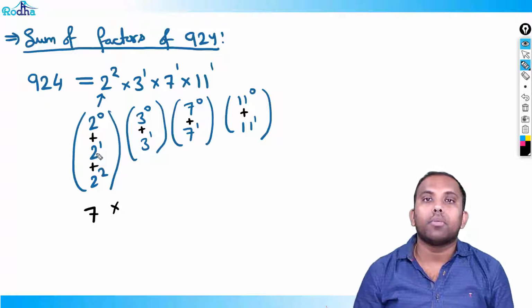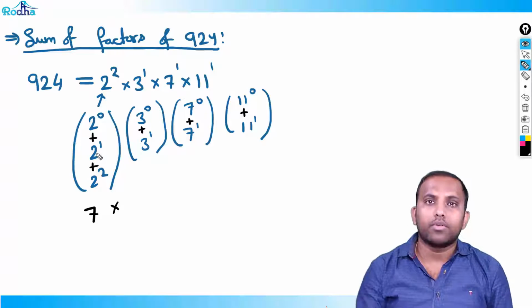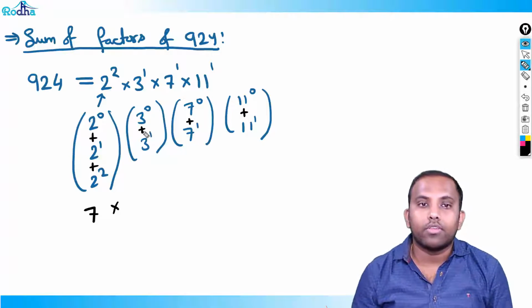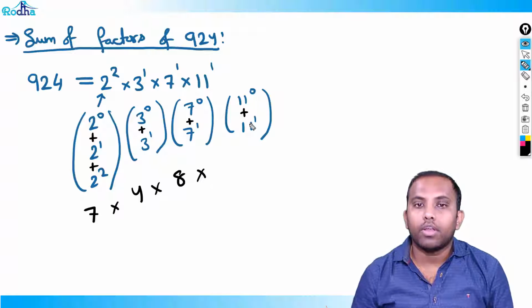So you can easily apply the formula of GP here, right? So we'll discuss what the formula of GP is. First, discuss the concept. So 3 plus 1 is 4, 7 into 4, then 7 plus 1 is 8, and 11 plus 1 is 12. So what is the answer here?